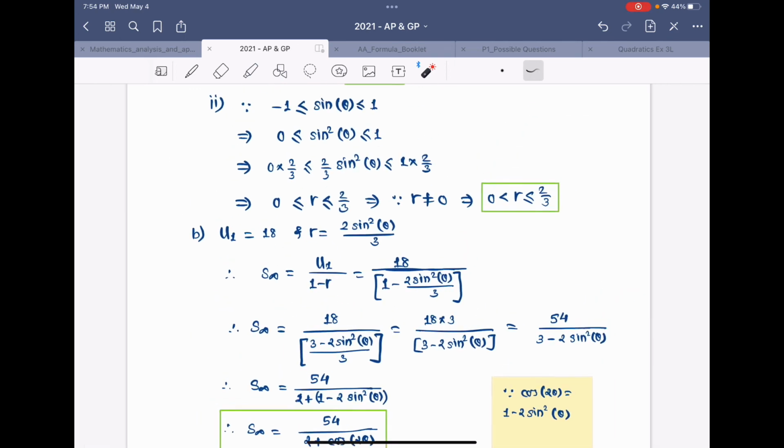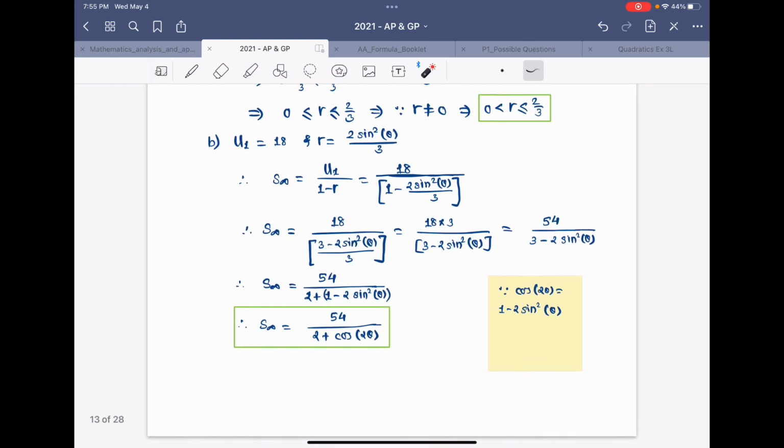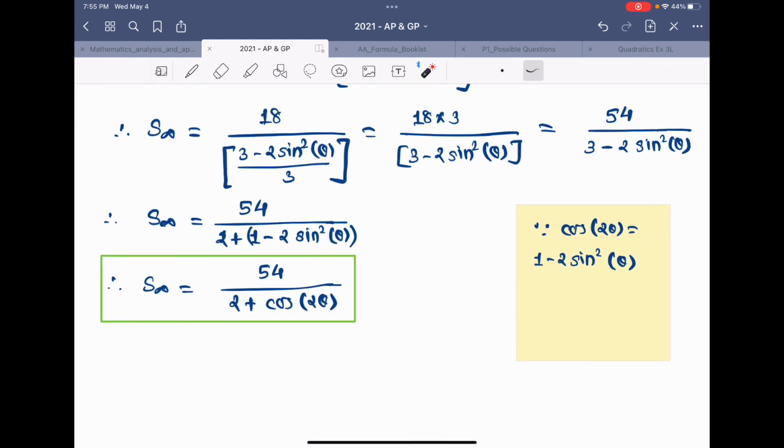This is not my required answer. My numerator is 54, which we already got, but the denominator is slightly different. They want 2 plus cos 2θ. This is the hint we have to look for. They have already given what they want, cos 2θ. So in your formula booklet, there is a formula that cos 2θ is 1 minus 2 sin²θ. We already have 3 minus 2 sin²θ. So I need to rearrange this part.